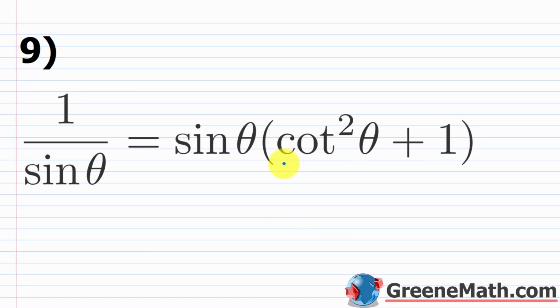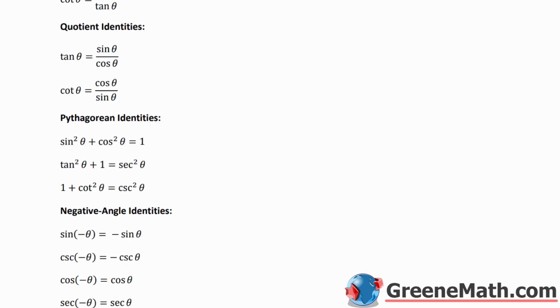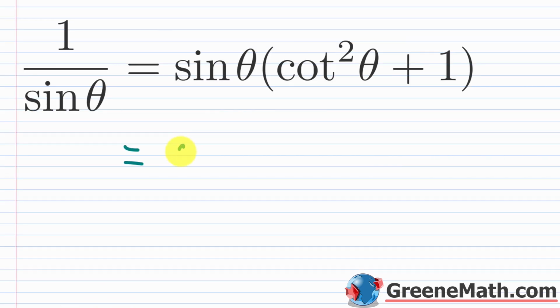All right, let's take a look at problem number 9. So here we have 1 over sine of theta is equal to sine of theta times your quantity cotangent squared theta plus 1. So for this one, it's very easy. I'm going to again work on the right side. Cotangent squared theta plus 1, I think you know at this point that that is cosecant squared theta. Again, going back, you can see that 1 plus cotangent squared theta is equal to cosecant squared theta. So I'll just say that this is the sine of theta times your cosecant squared theta.